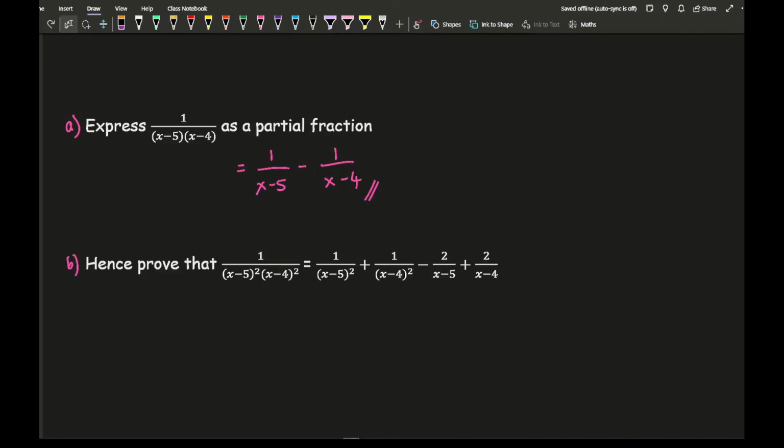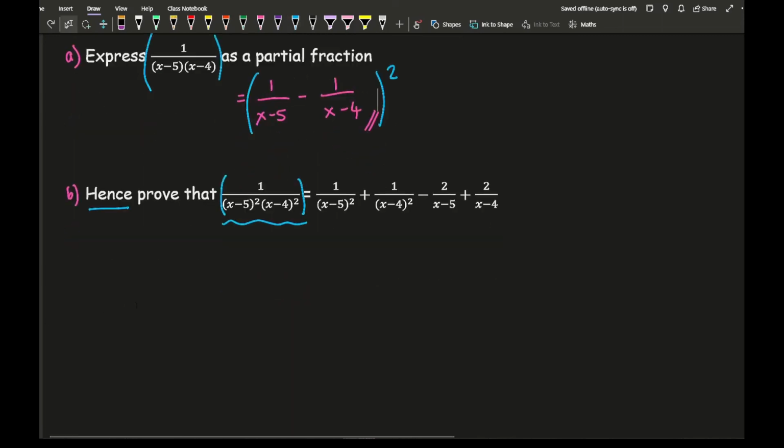Now moving on to B. The question says, hence prove that 1 over (x - 5) squared multiplied by (x - 4) squared is equal to this breakdown. The fact that it says hence means that we've got to use our answer in part A. One thing you may or may not have noticed is that the left hand side of part B is basically part A squared, because 1 squared is 1, (x - 5) becomes (x - 5) squared, and (x - 4) becomes (x - 4) squared. So all I need to do is square this, and that is what the question is actually asking me to do. So let's go ahead and do just that.